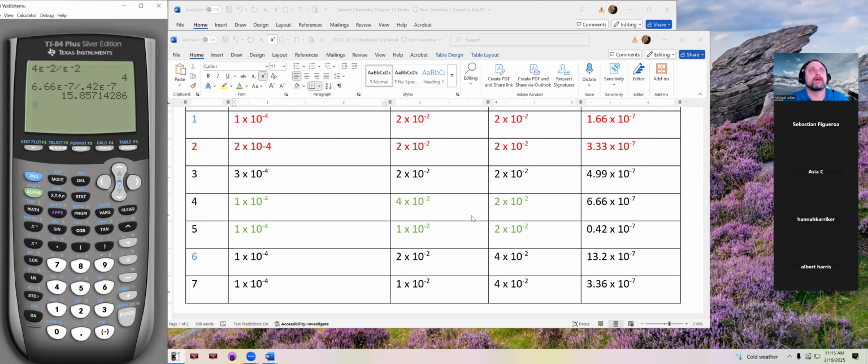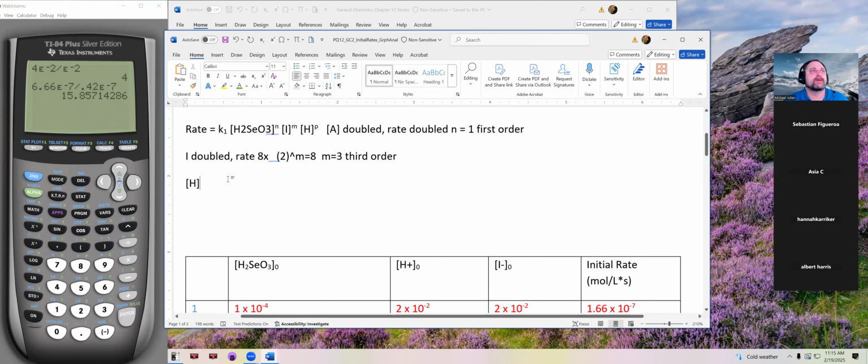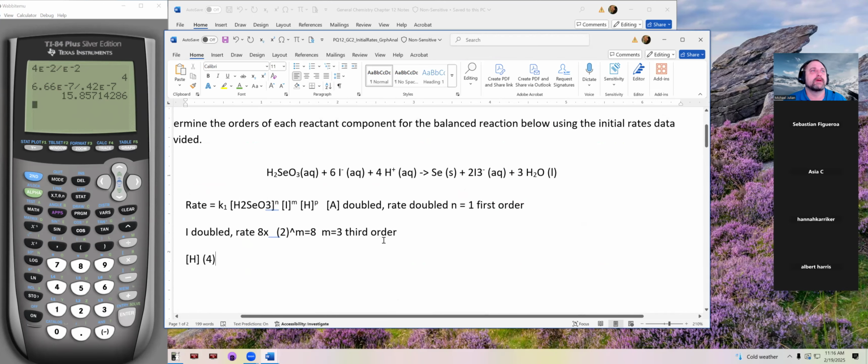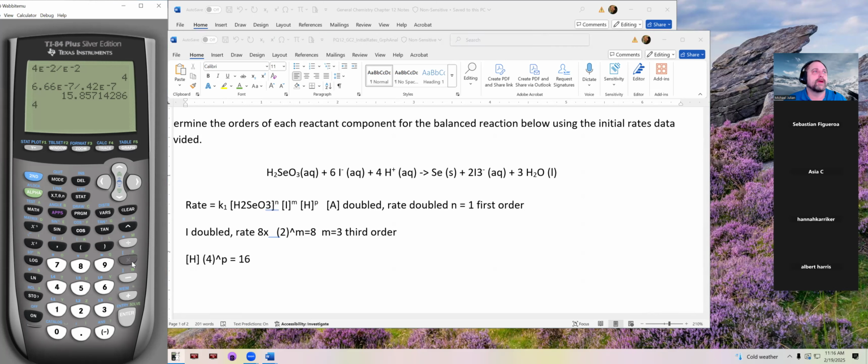So let's think about what that means. This concentration is 4 times, so I'm going to have 4 for the change that I made in my concentration, and I'm going to be raising that to, in this case, we labeled it p, and we're going to set that equal to 16. And so 4 times 4 would be 16. So this would be first order.